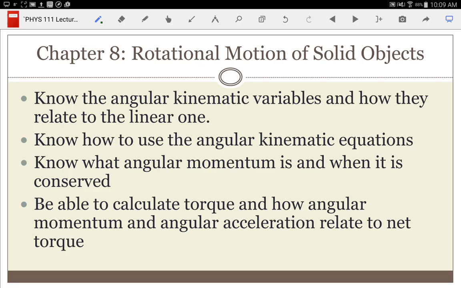Rotation of solid objects. Rachel came up and sat and spun around for us when we did this, right, Rachel? And so she spun around, put her arms out, put her arms in. We observed that when she put her arms out, what happened to her rotational rate? She slowed down. She brought them in. She sped up. Why? What is she changing when she puts her arms out versus in?